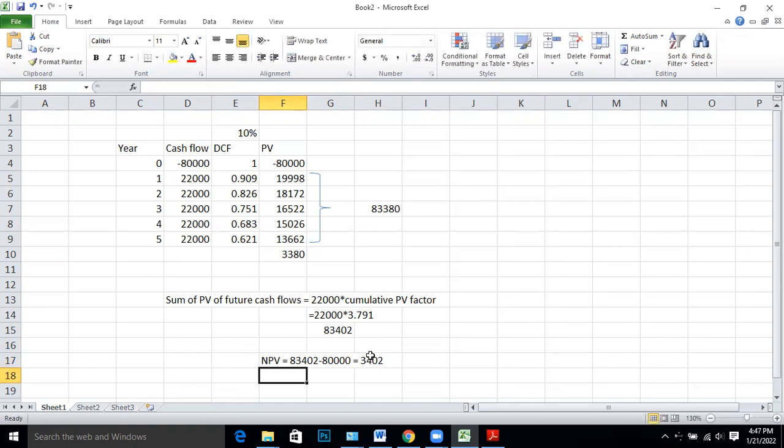So if you have the same cash flow continuing for 5 years or whatever the number of years, starting from year 1, mind you, it has to start from year 1, then you don't have to do it one by one. You can take the cumulative PV factor and do it. Let me show you another example.